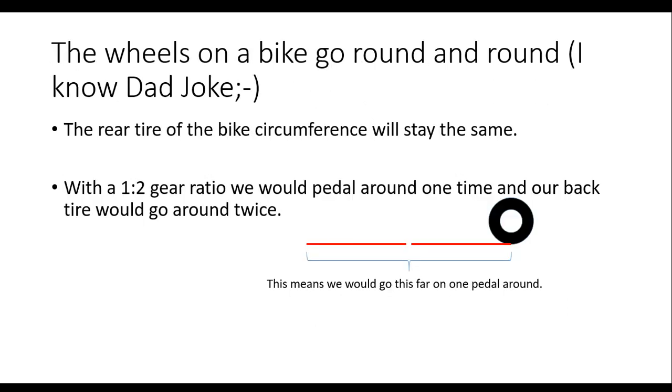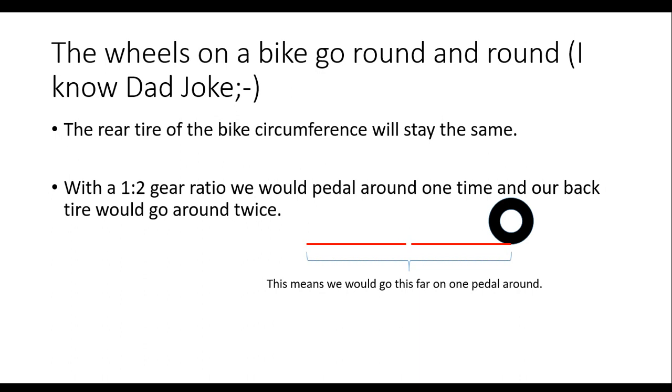All right, if we're riding our bicycle, the rear tire of the bicycle circumference is going to stay the same. We know our back tire on our bicycle doesn't get bigger and smaller as we ride. The back tire is always going to stay the same size around. I guess unless we get a flat or something. But normally while we ride, the back tire stays the same size around. So we know that's not going to change.